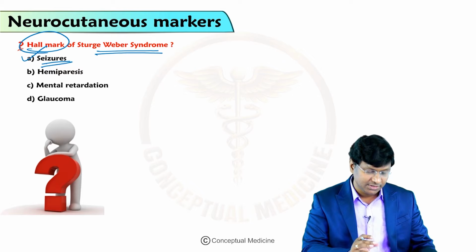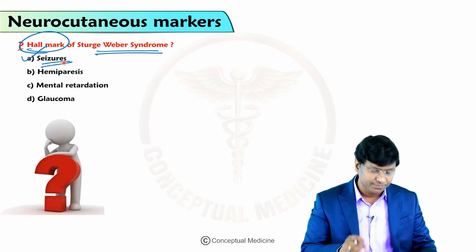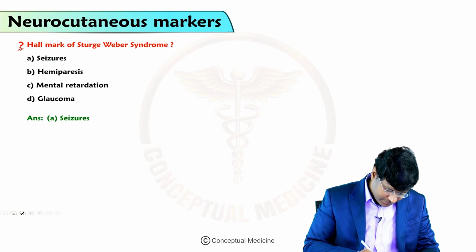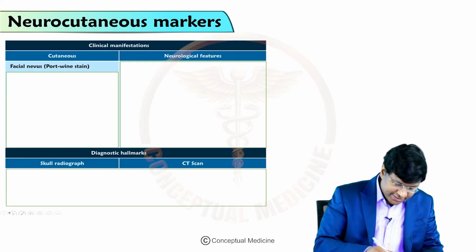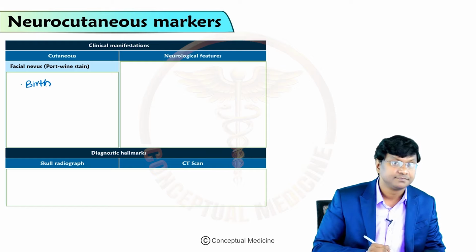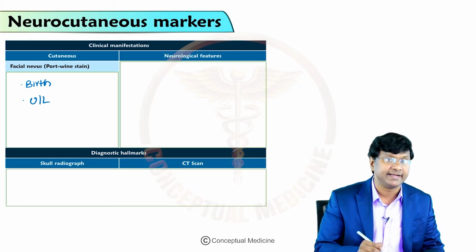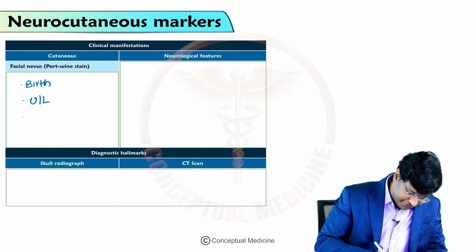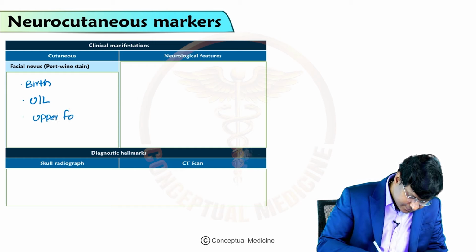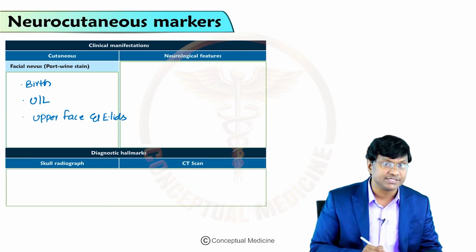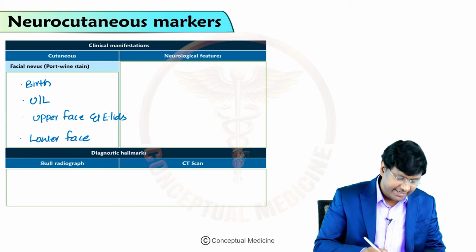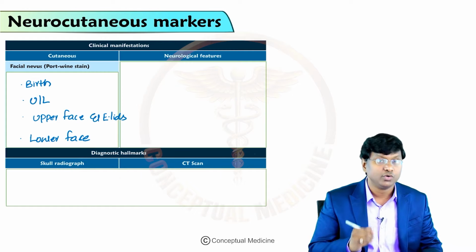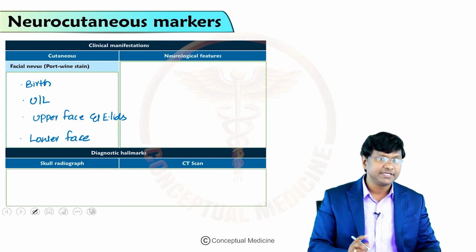Now, after having discussed the mnemonic, let me discuss a few points about the facial nevus, that is the port wine stain. This port wine stain is present since birth and it tends to be unilateral and it always involves the upper face as well as the eyelids, and may also involve the lower face, and the mucosa of the mouth and pharynx. That will be the cutaneous manifestations.